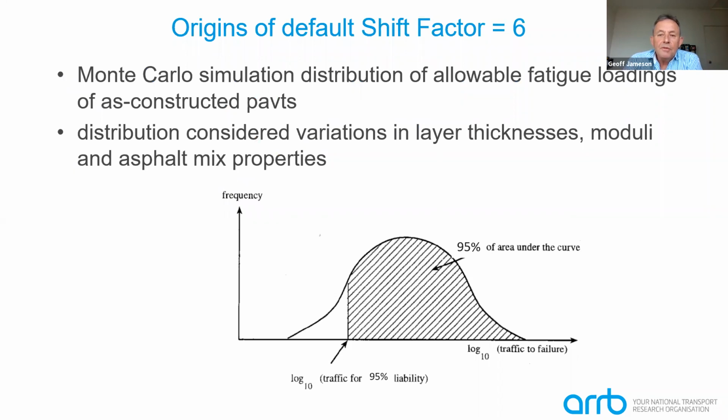So in terms of how that shift factor of 6 was derived, we did Monte Carlo simulations almost 20 years ago now, looking at the distribution of as-constructed pavements because of variations in layer thicknesses, layer moduli, and volume of binder, for example. We allowed for all those variations that you might get in constructed pavements. And you can see we simulated the distribution of possible lives of projects.